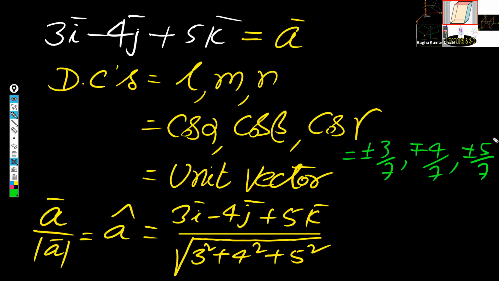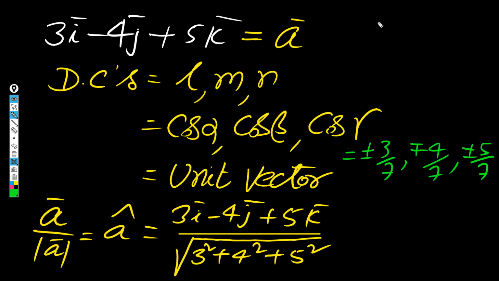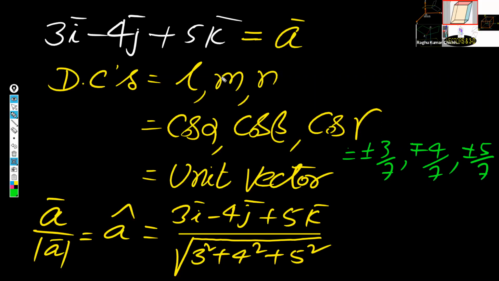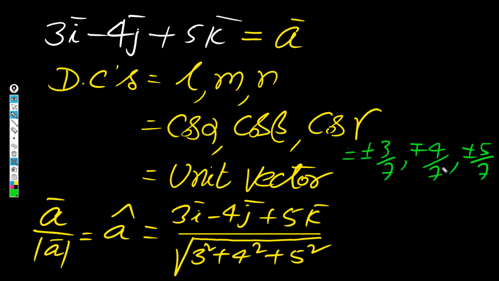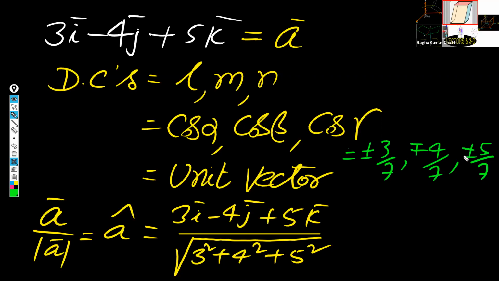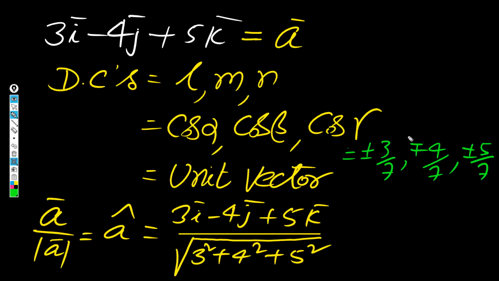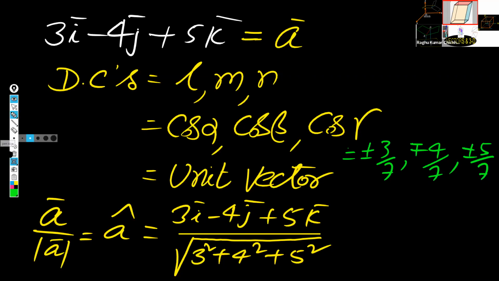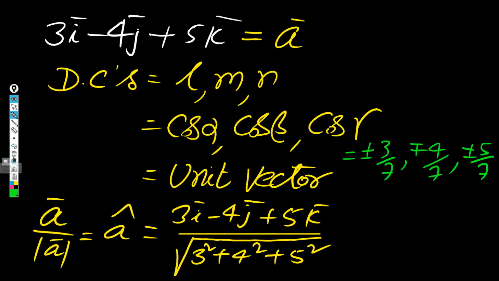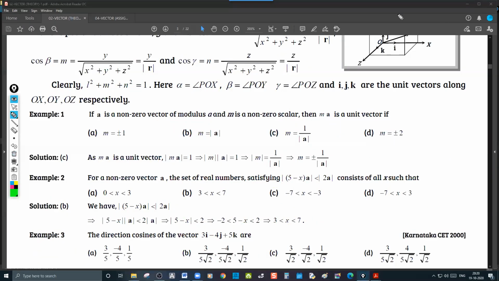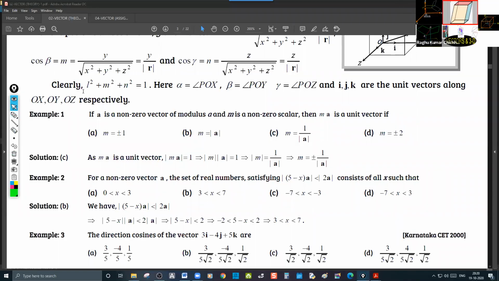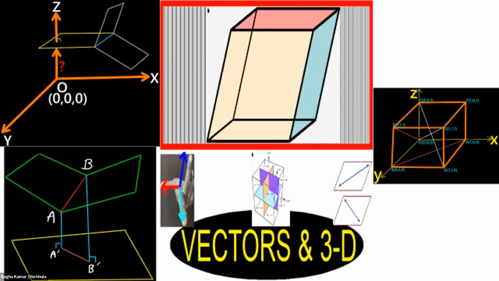Unit vector is nothing but DCs, and they are denoted as l, m, n. So in this case, l, m, n are plus or minus 3 by 7, minus or plus 4 by 7, plus or minus 5 by 7. How do we see this? These two vectors, one is in the upward direction, the other is in the downward direction, exactly opposite directions. One unit vector is upward, another unit vector is downward. Now, we will continue this in the next session.